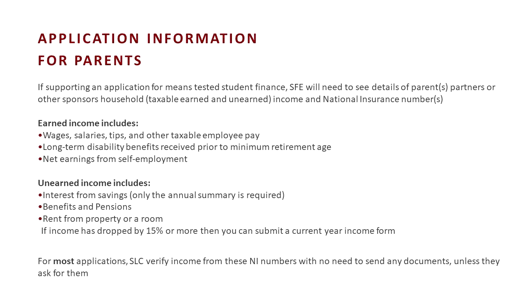Some questions that parents will typically ask is, what does earned income include? So things such as wages, salaries, tips, or other taxable employee pay, long-term disability benefits received prior to minimum retirement age, and any net earnings from self-employment. Unearned income includes any interest from savings, benefits and pensions, and the rent from a property or room.